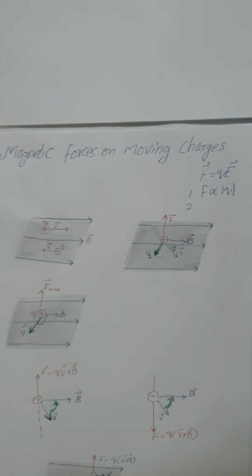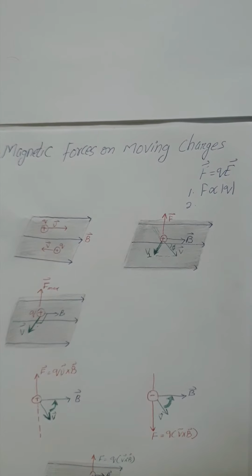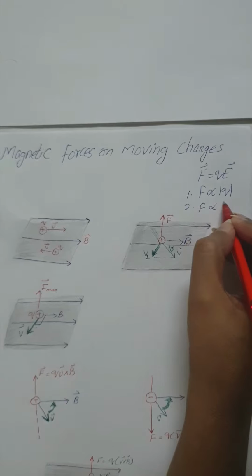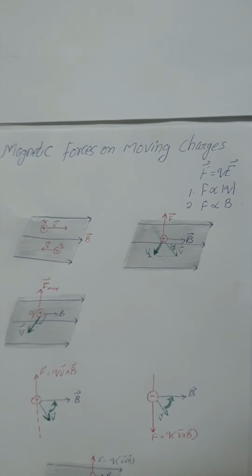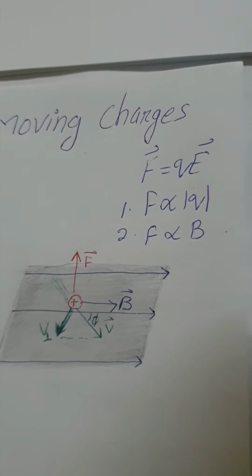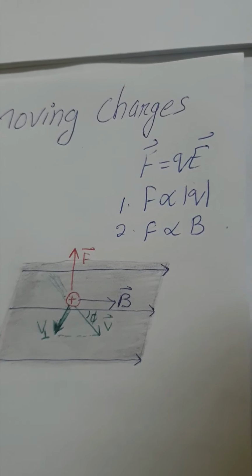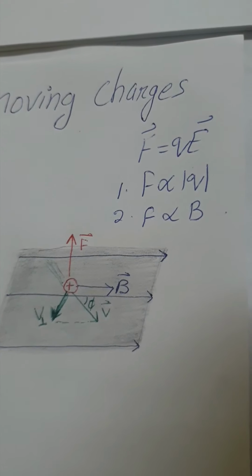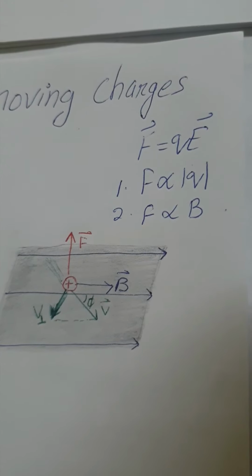Now the second point is the magnitude of the force is also proportional to the magnitude or strength of the field. It means if we double the magnitude of the field, for example by using two identical bar magnets instead of one, without changing the charge or its velocity, the force doubles.